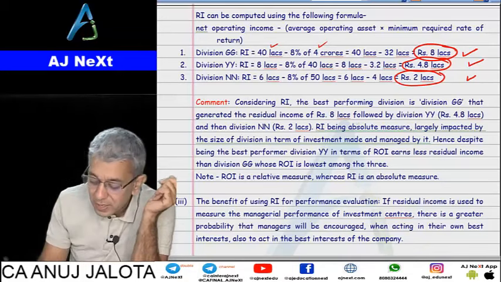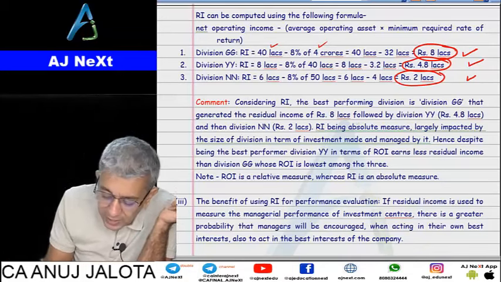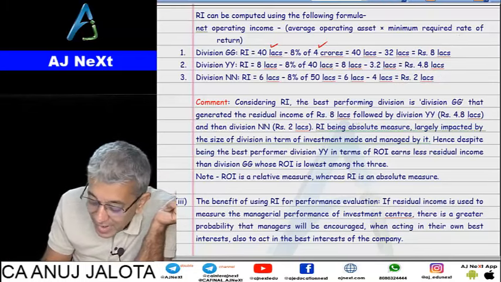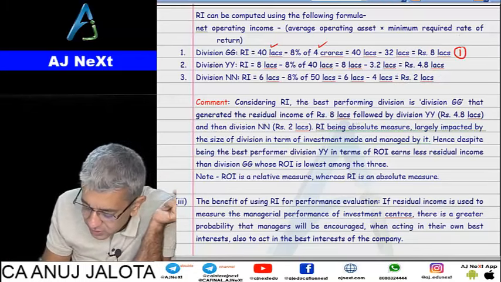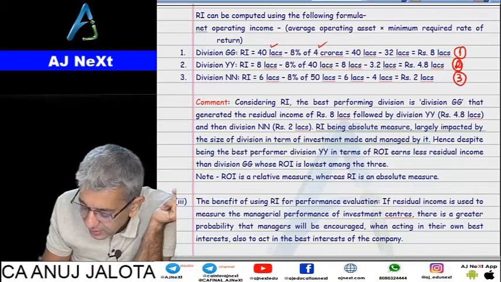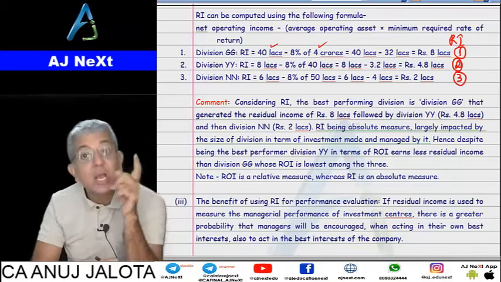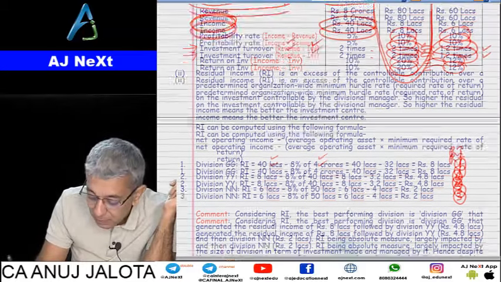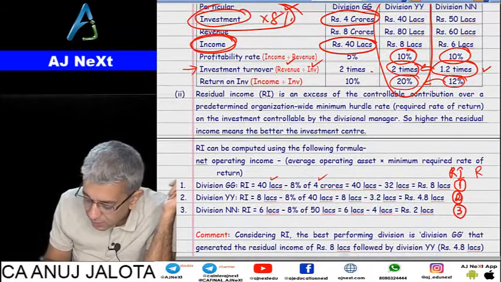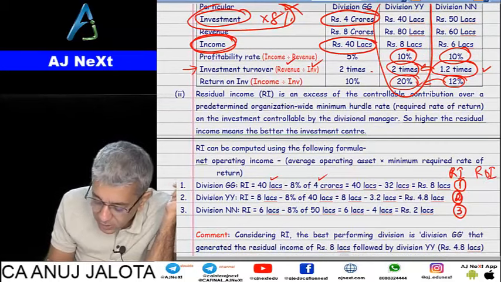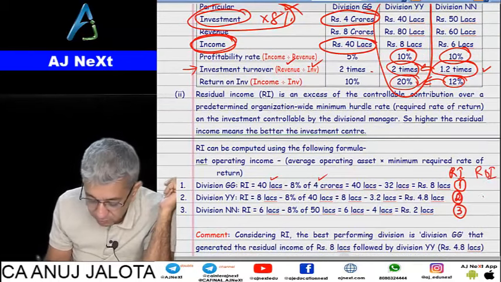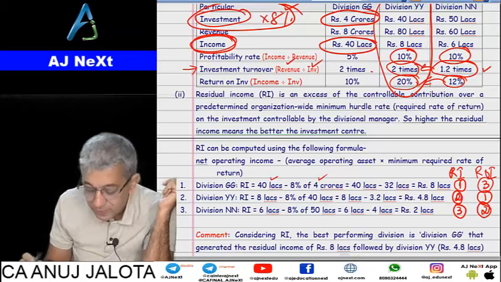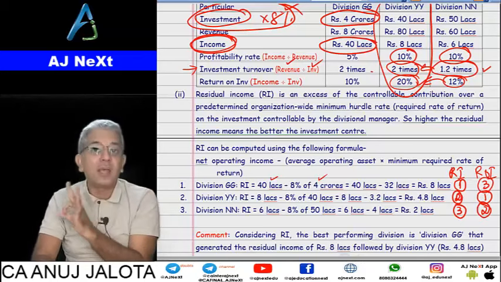Now you can directly see. I'm writing over here the ranks. This is first rank, this is second rank, this is third rank. These are the ranks based upon the RI approach. But if you see up, based upon the ROI approach, division YY was the best, this was the second best, this was the third best. So exactly, you have all opposite ranks.